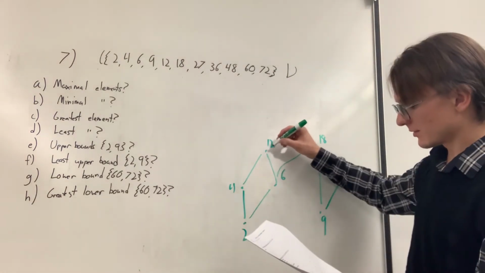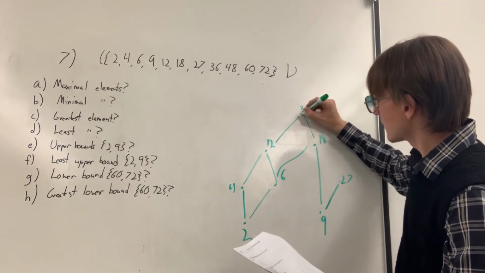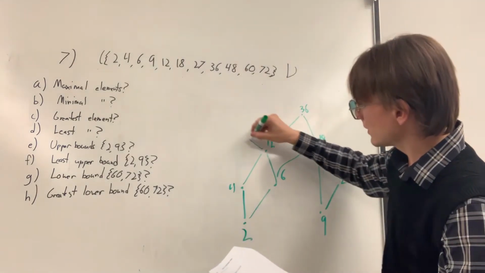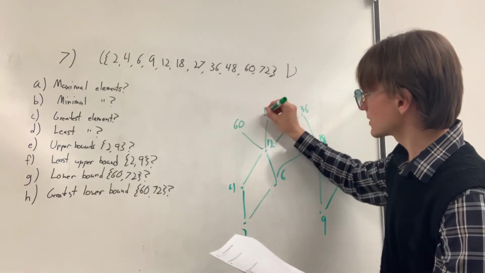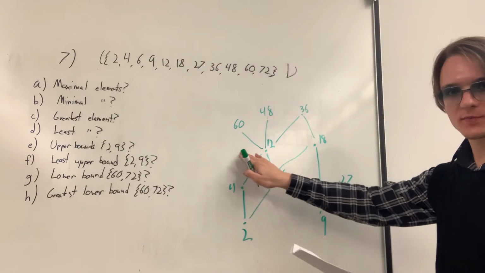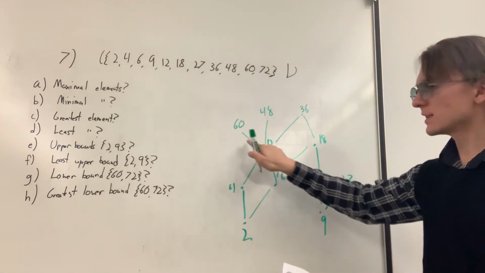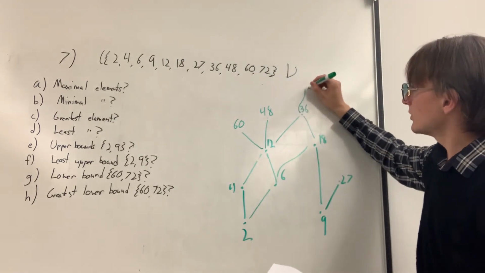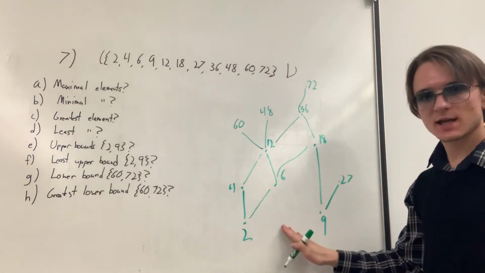36 is divisible by 18 and 12. 48 and 60 are both only divisible by 12. Now, of course, they're also divisible by everything below 12, but at the highest level, they are both divisible by 12, so we only add an edge from 60 to 12 and from 48 to 12. Similarly, 72 is divisible by 36 at the highest level. So we have this hash diagram.